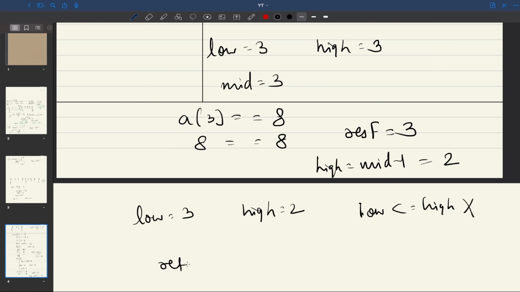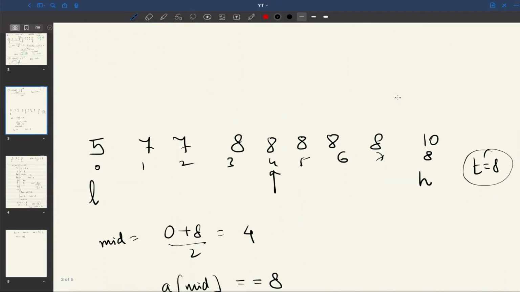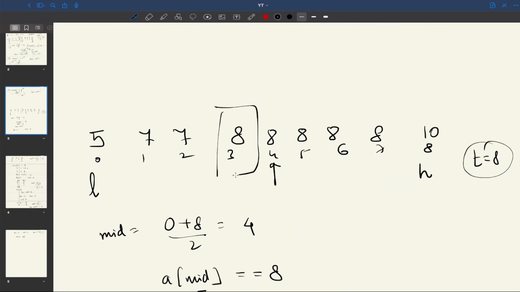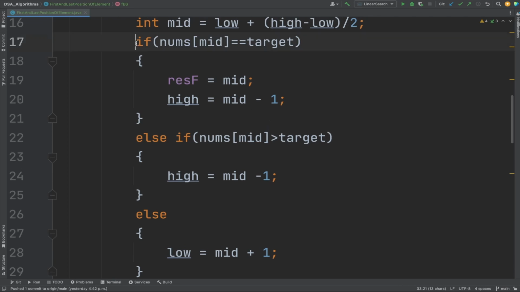Finally, you're going to return the value of result f, which has an index of 3. Look at the entire array which we started with. This was our array. At index number 3, we have the first occurrence of 8. And that's what we also got in our value. Result f had a value of 3. Yes, what we did? Simple standard binary search with only one twist, which was here.